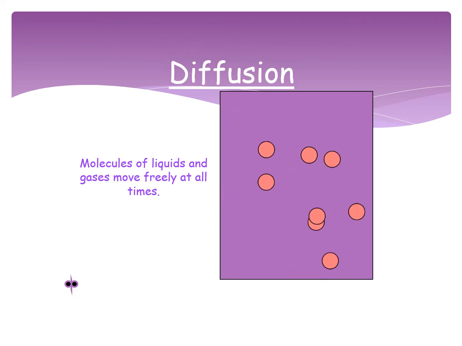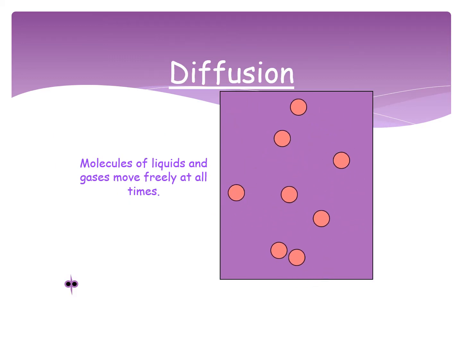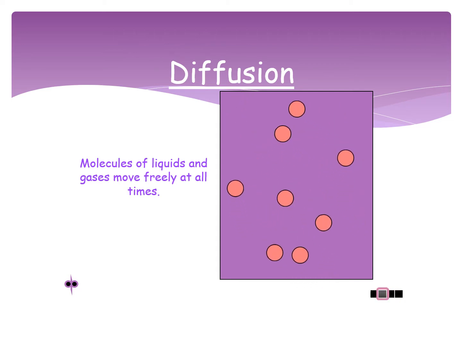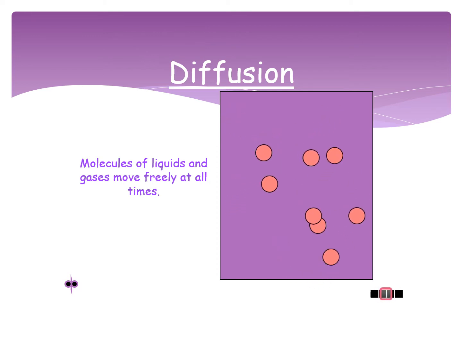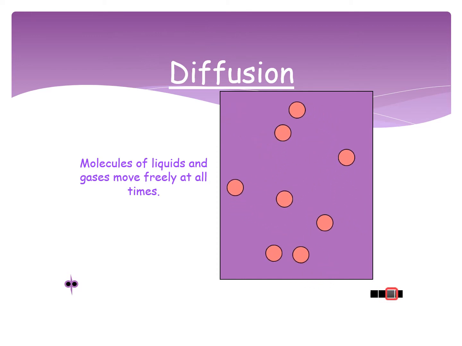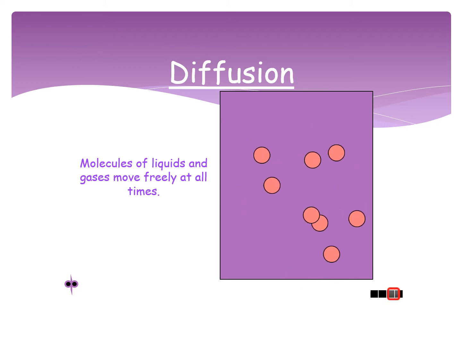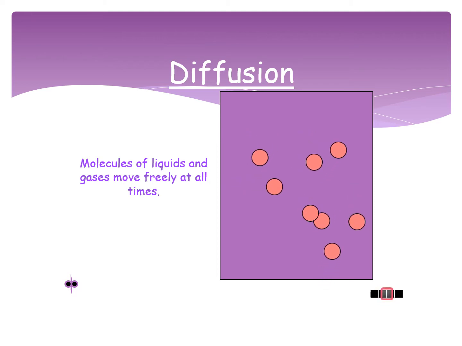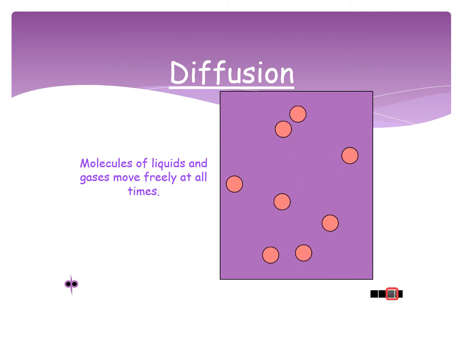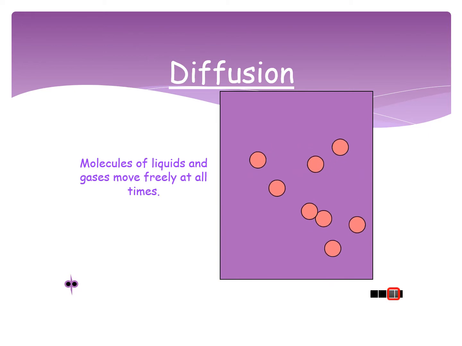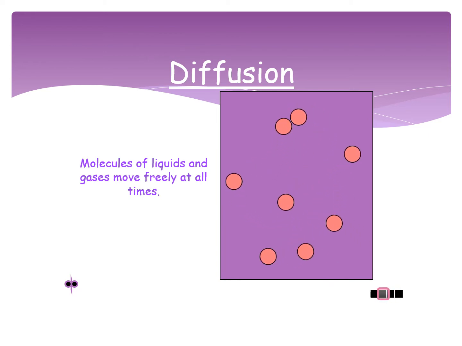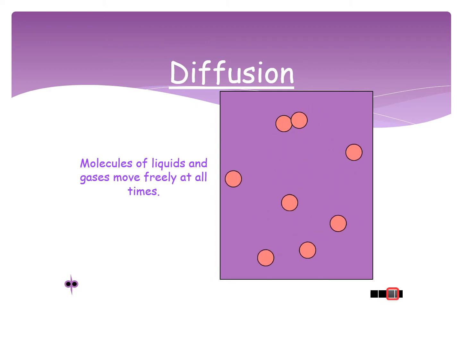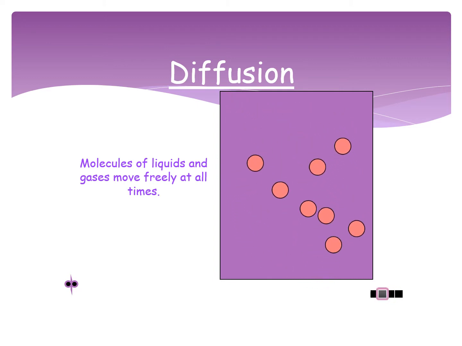So we're going to look at the process of diffusion in more detail. Diffusion is where molecules of liquids and gases move freely at all times. For example, if your guardian was cooking bacon or cooking something, the smell would travel from the room that they were in to all the different rooms in the house, starting with the one that's closest to wherever they're cooking. That's because the smell is moving from the high concentration where it's being cooked in the pan to the low concentration in the other rooms.